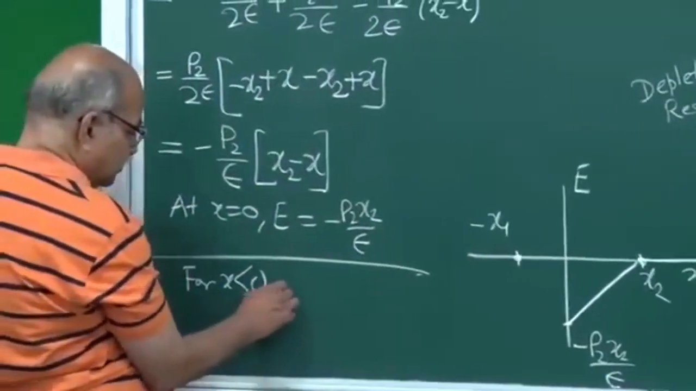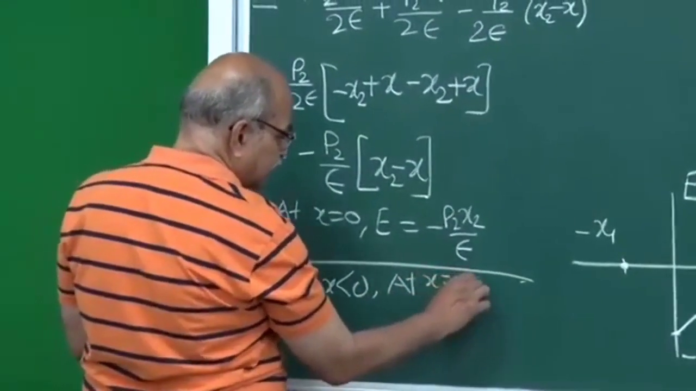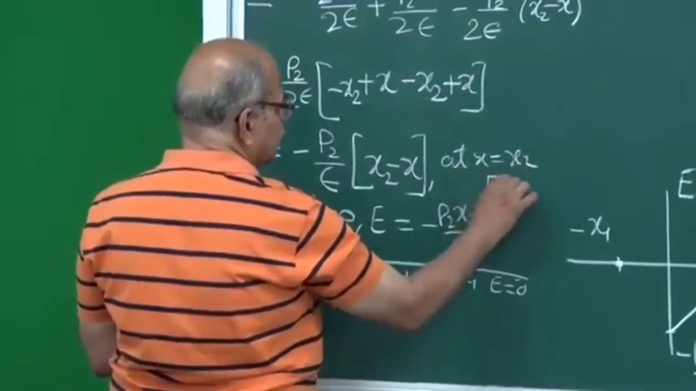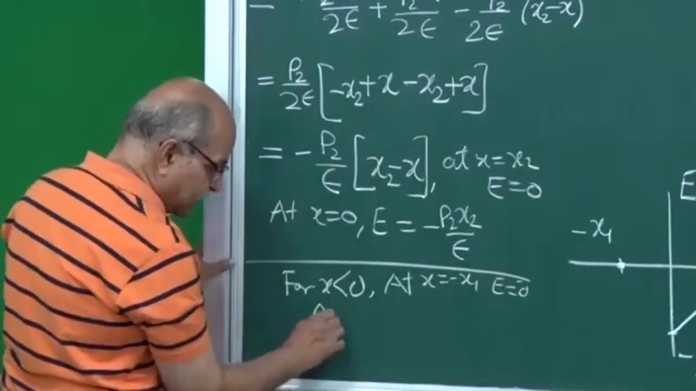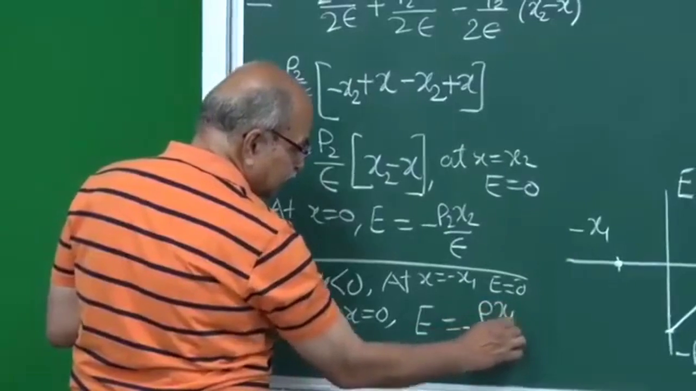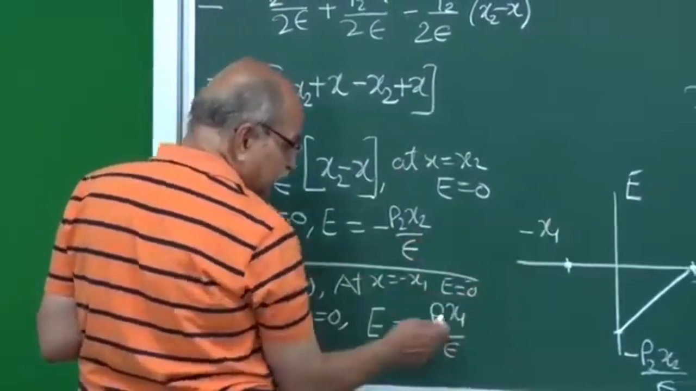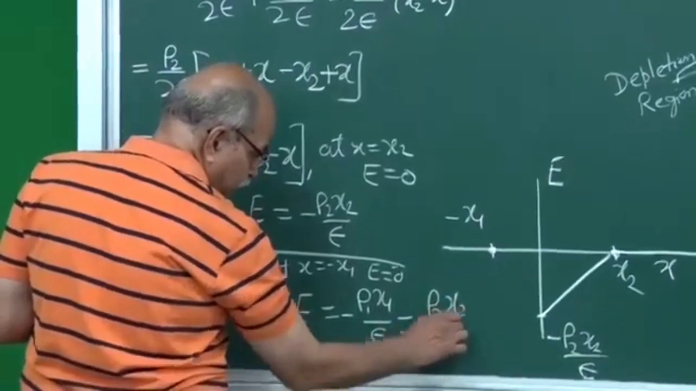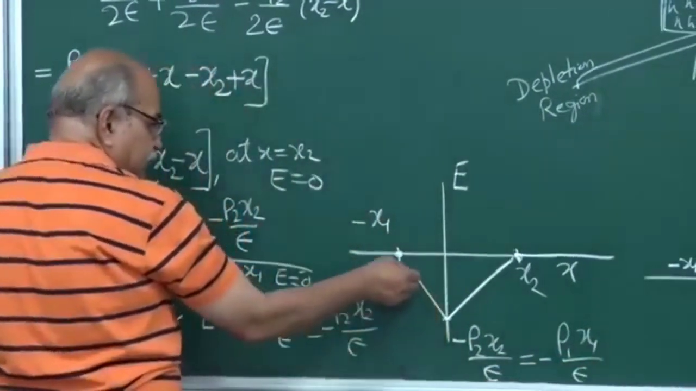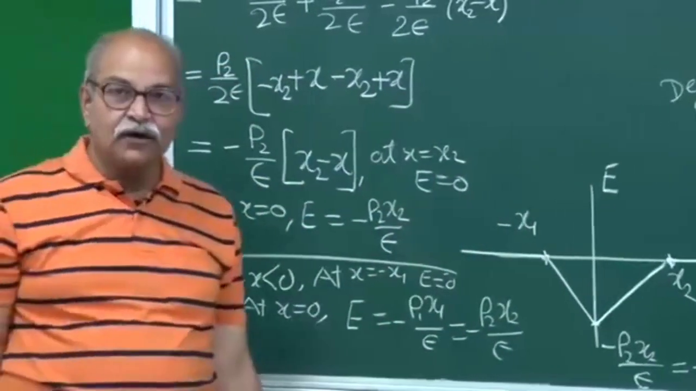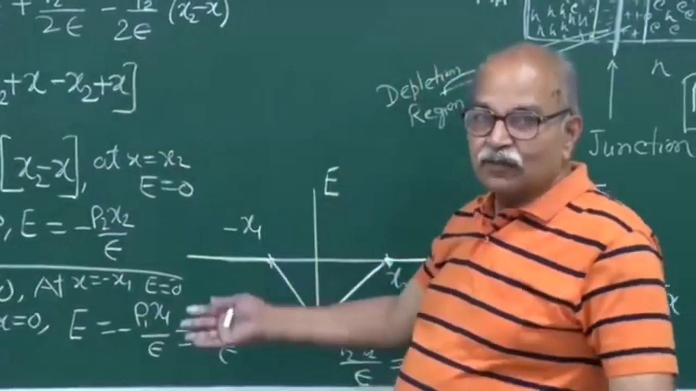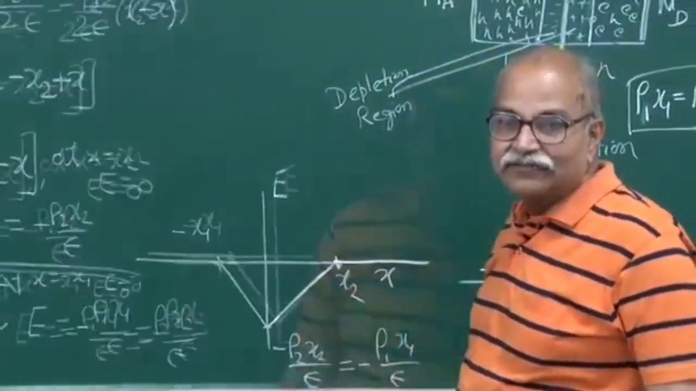And on the other side, for x less than 0, what you will expect is that at x equal to minus x1, the electric field will be 0, by the same expression as at x equal to x2. And then at x equal to 0, from the same expression, your electric field should be minus rho 1 x1 over epsilon, since it was rho 2 x2 here. But it's the same as this because rho 1 x1 is equal to rho 2 x2. So it should be the same, and therefore the electric field will be like this. It will be linear in the two regions. Depending on the dopant density, you will have a certain slope of this E versus x line here and here.